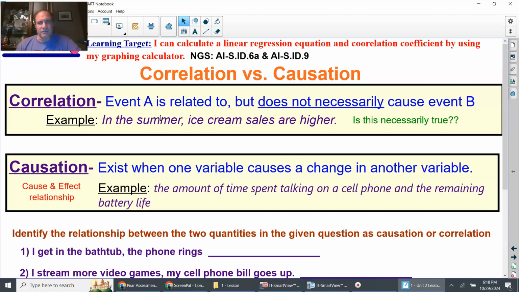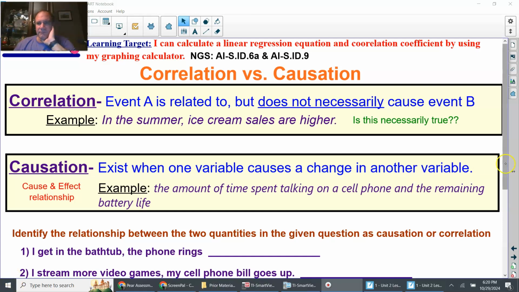Example, in the summer, ice cream sales are higher. It's not necessarily true, so we call it a correlation. Most likely the summer sales for ice cream are higher, but it doesn't mean that it definitely has to happen. Causation is definitely something where one variable causes a change in the other variable. An example of that would be the amount of time spent talking on a cell phone and the remaining battery life. Yes, so this is a cause and effect relationship. The amount of time spent talking on a cell phone definitely reduces the battery life of that cell phone, and that we call a causation.